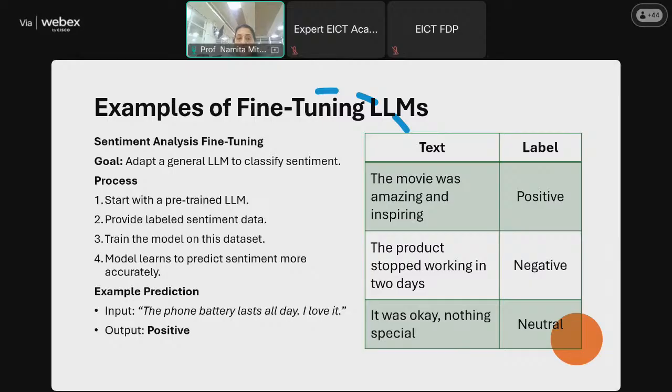Let's take an example. If we have "the phone battery lasts all day, I love it," there is nothing negative, it's a positive. "The movie was amazing and inspiring," it's a positive. "The product stopped working in 2 days": although there's no negative word and no harsh comment, somehow the context reveals it is a negative statement. "It was okay, nothing special, nothing bad." A sentence like this is again neutral. Nothing positive, nothing negative.